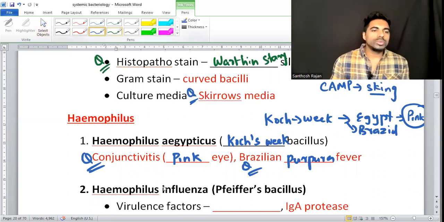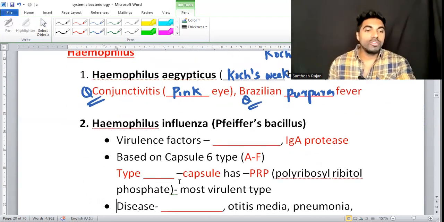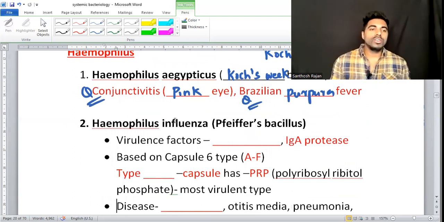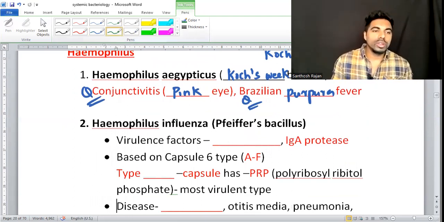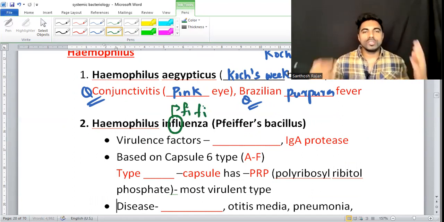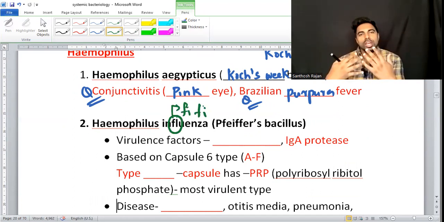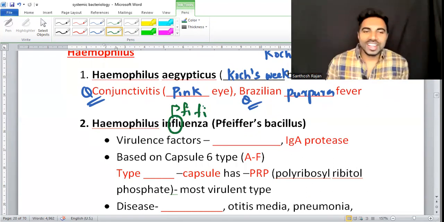Now the next one, you go to Haemophilus influenzae. Haemophilus influenzae, I already told you. Whenever you have a flu, when you have a Haemophilus flu, what do you say? Fi-fi. You say fi-fi. Okay, that's the easy way to remember.